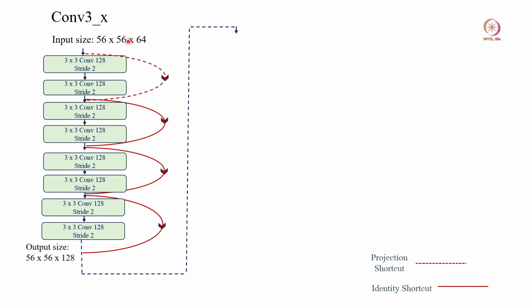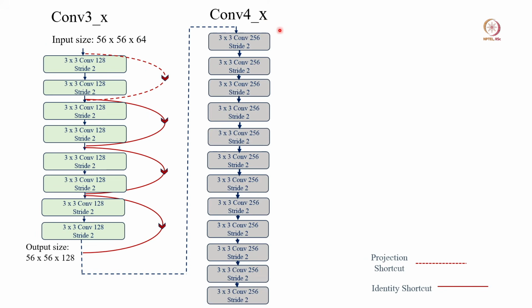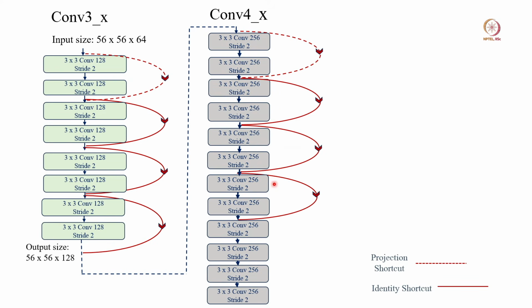Now, this is my conv 3x structure. The output now goes to the conv 4x. What does conv 4x have? 1, 2, 3, 4, 5, 6, 7, 8, 9, 10, 11, 12. Basically, there are 12 convolution layers, and there will be skip connections after every 2. So, we have a skip connection between the input and after the second layer, then second and fourth, then fourth and sixth, then 6th and 8th, then 8th and 10th, and then 10th and 12th.